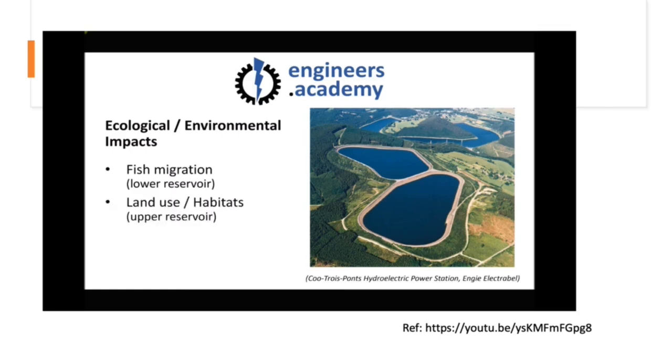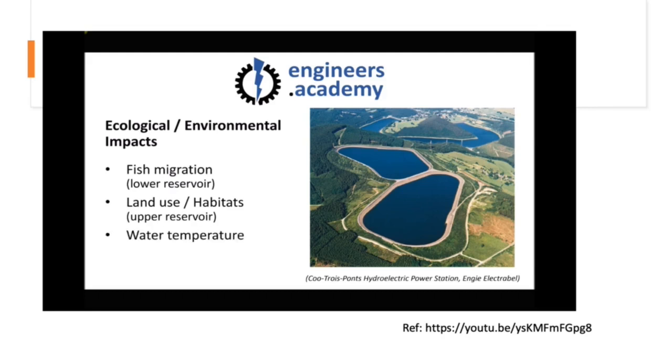Another potential impact is over land use and habitats. The two upper reservoirs we see here are man-made. We can see around the outside that there's forest area, so the likelihood is there's been deforestation in order to create these two upper reservoirs. By doing so, the likelihood is that some habitats have been disrupted as a result. So this is obviously an important consideration when constructing a new power plant of this type or any other type.